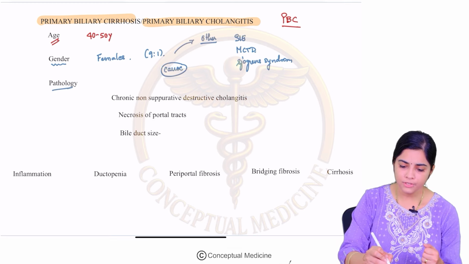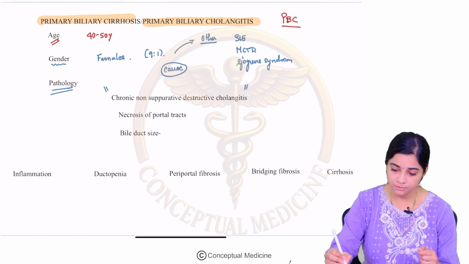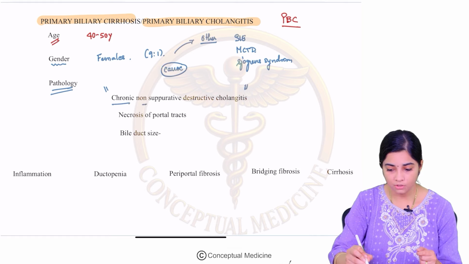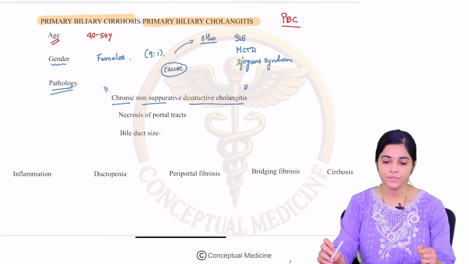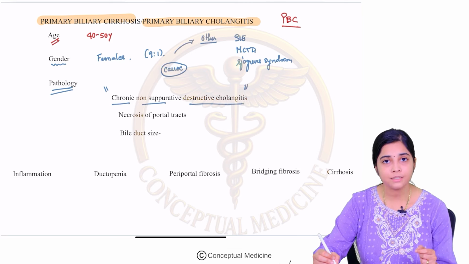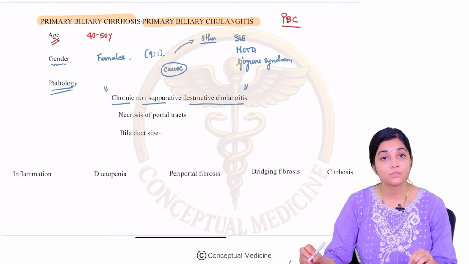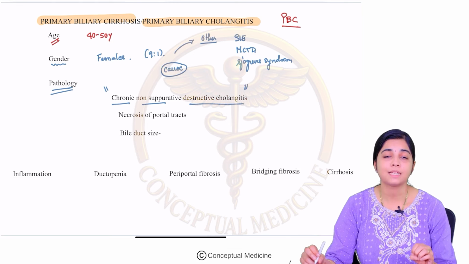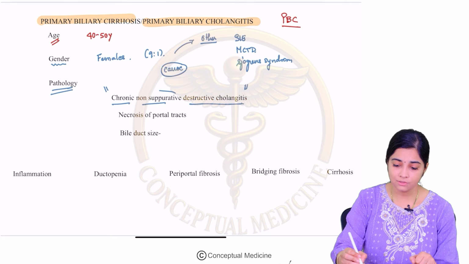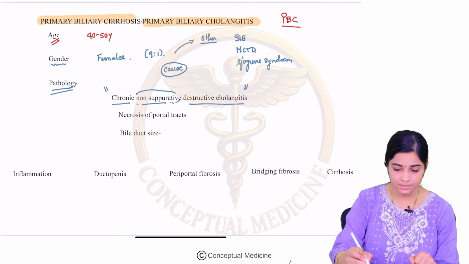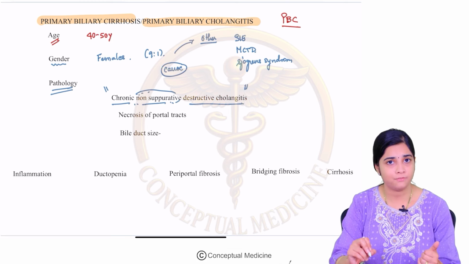Okay. So, what do you find on the pathology? The very important term that you should know is chronic non-suppurative destructive cholangitis. Okay. So, what does this mean? This basically means that there is a chronic inflammation going on in the biliary tract, and this is non-suppurative in nature. This means that the inflammation is not because of any infection. It's not because of any pus formation.